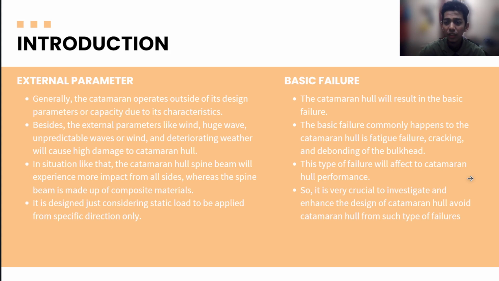Basic failures that commonly happen to the catamaran hull are fatigue failure, cracking, and debonding of the bulkhead. This type of failure will affect the catamaran hull performance. So it is very crucial to investigate and enhance the design of the catamaran hull, to avoid the catamaran hull from such types of failures.